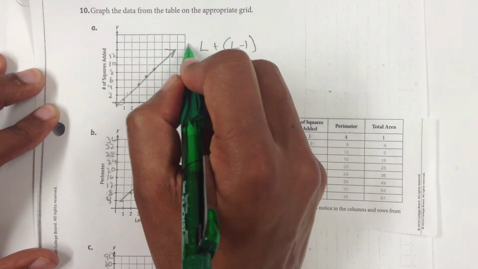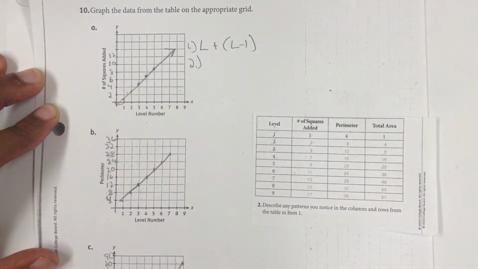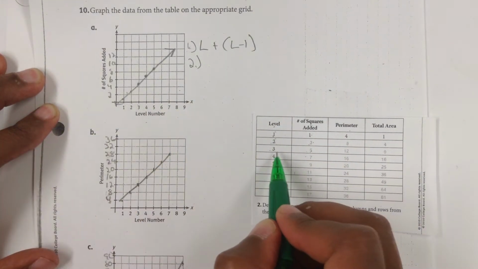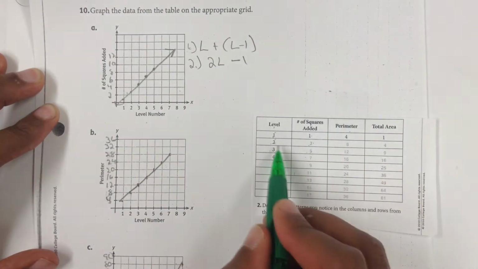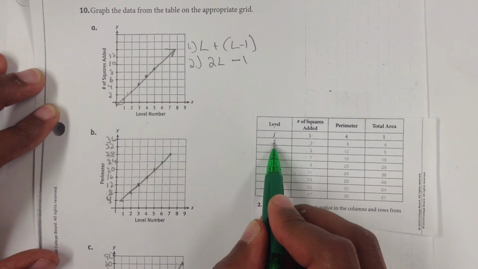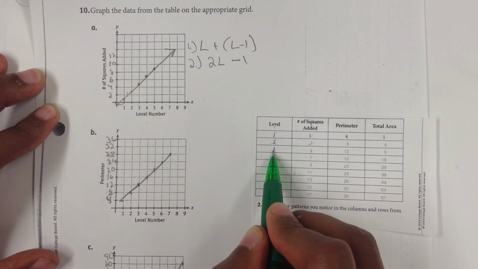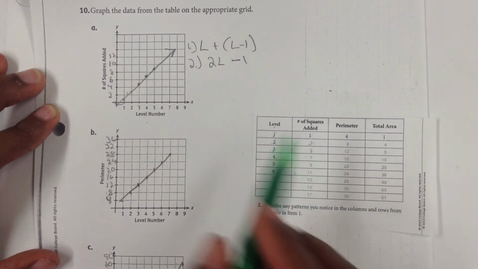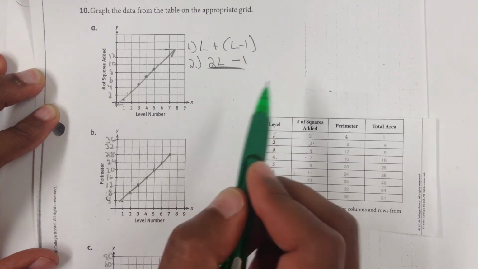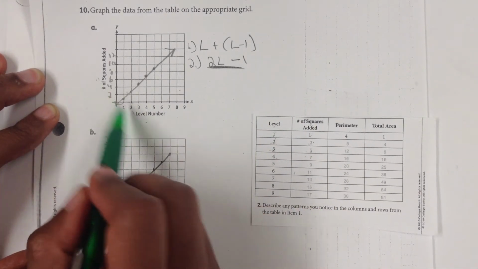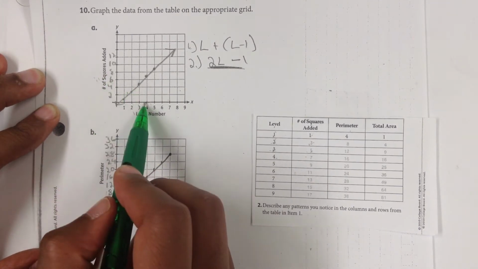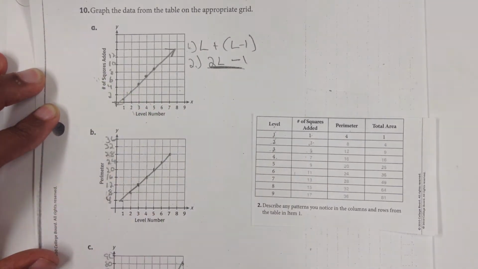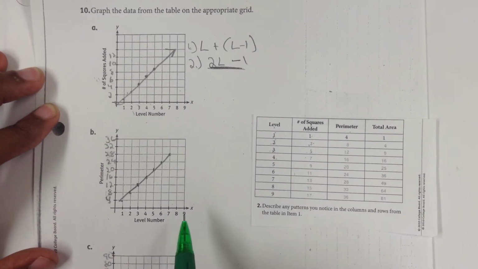Or some of you found the second connection, which says you take 2 times the level, minus 1. So 2 times 2 is 4, minus 1 is 3. 3 times 2 is 6, minus 1 is 5. So do you see how this expression goes along with this graph? Now we're asking how the next expression goes with the graph.